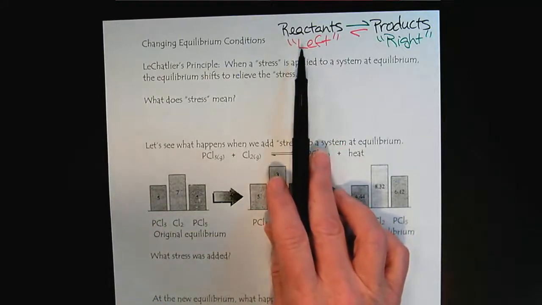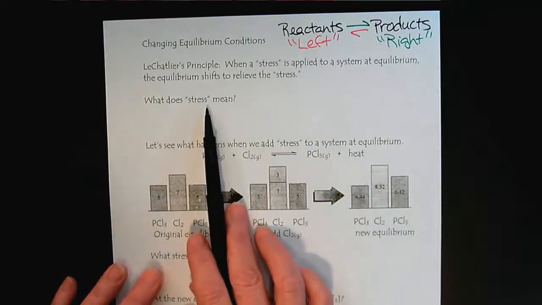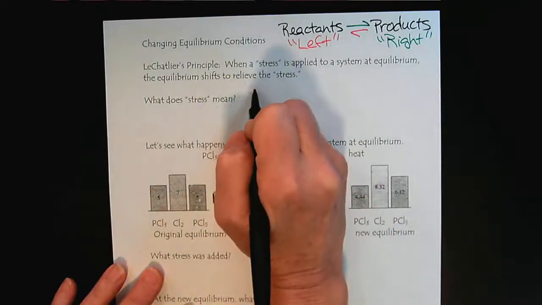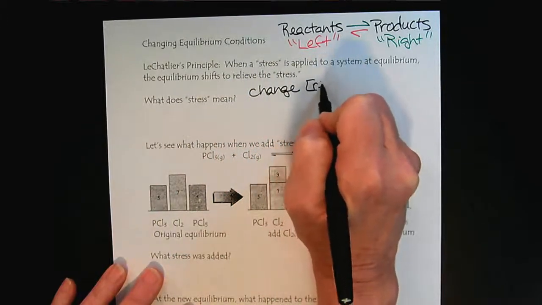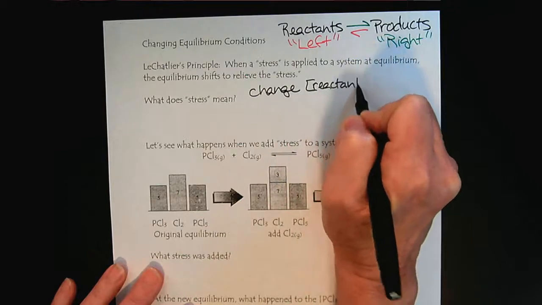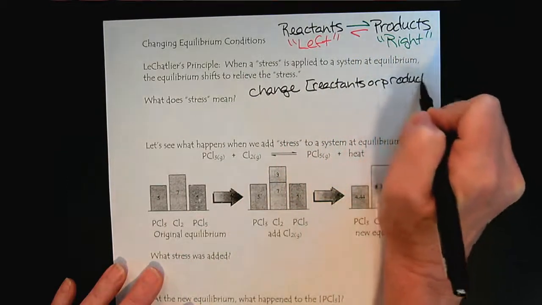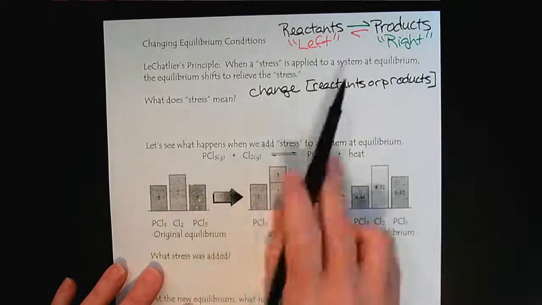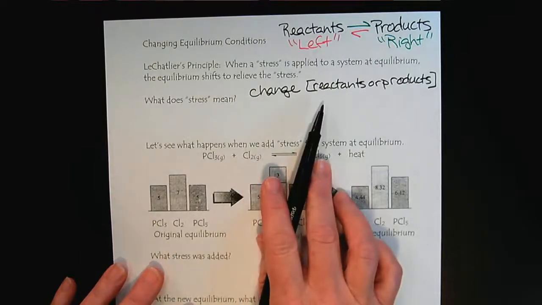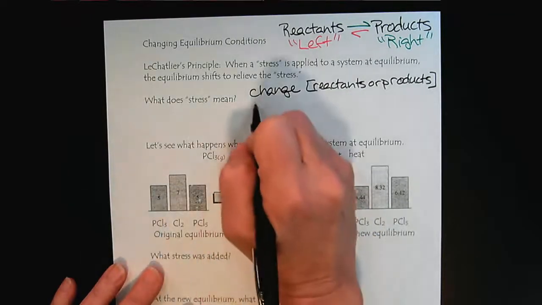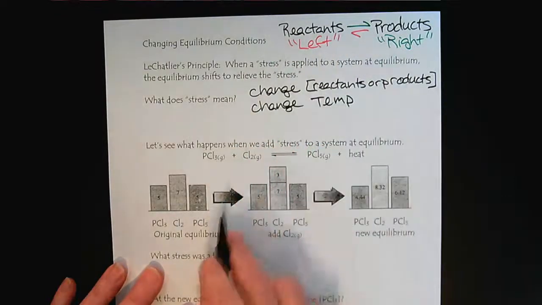So I think we all feel stress in our lives from time to time, but how does a chemical reaction feel stress? Well, if we change the concentration of reactants or products, that will create stress. Think about the definition of an equilibrium. So if we change these concentrations, that creates stress. Or if we change the temperature, that creates stress.